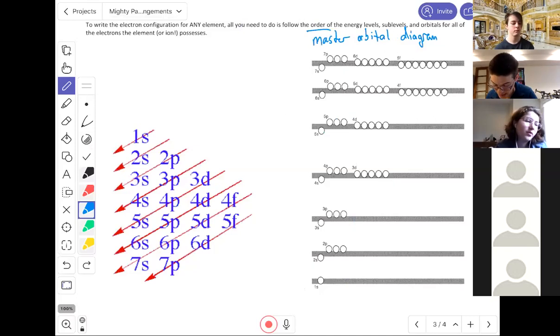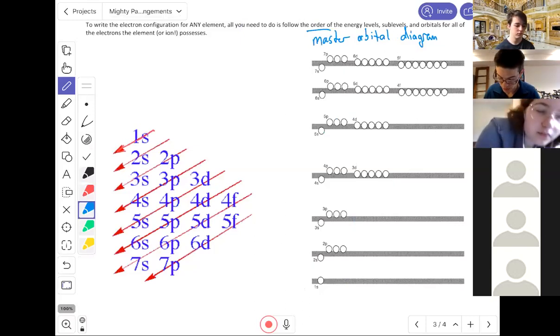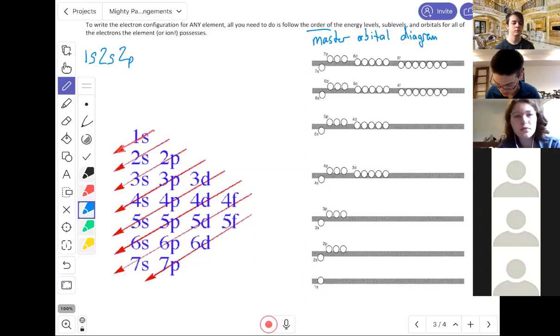And this red arrow shows you the order of these electron configurations. It tells you what the order goes. So you start with energy level 1, sublevel s, and then the red arrow says you follow 2s, and then 2p, because it's like chutes and ladders. You go down here and you start up at the next arrow. 2p, 3s, and then the arrow says go back up.